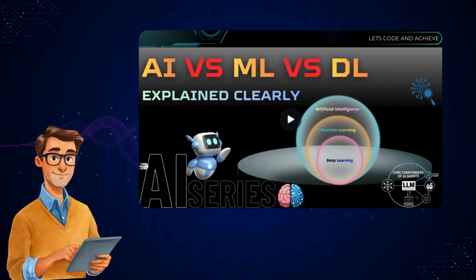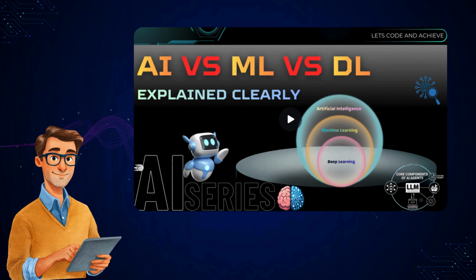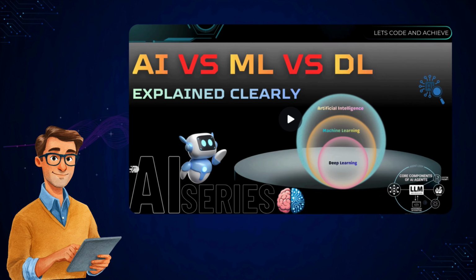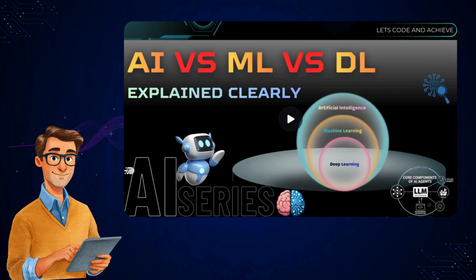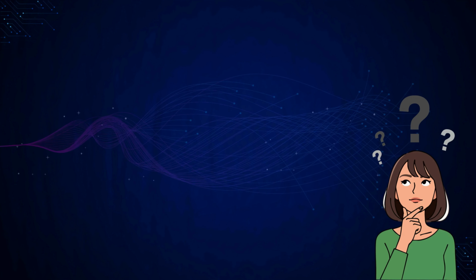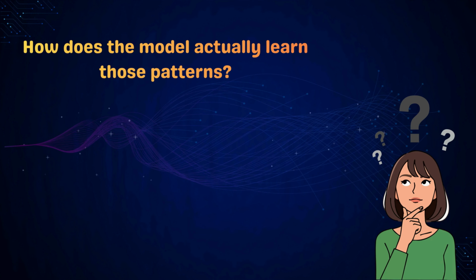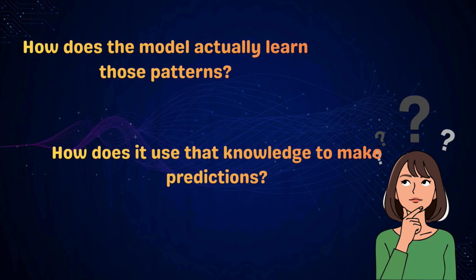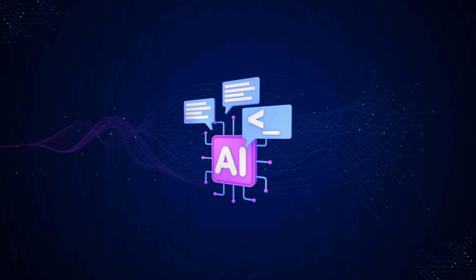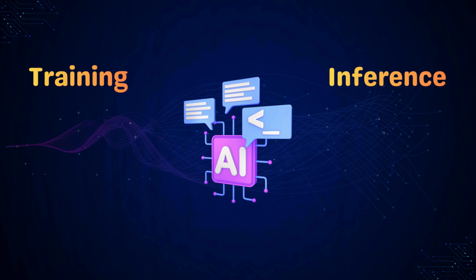In the previous video, we learned what an AI model is: a system that learns patterns from data and makes predictions. But that raises a very important question. How does the model actually learn those patterns? And once it learns them, how does it use that knowledge to make predictions? In artificial intelligence, these two stages are called training and inference.